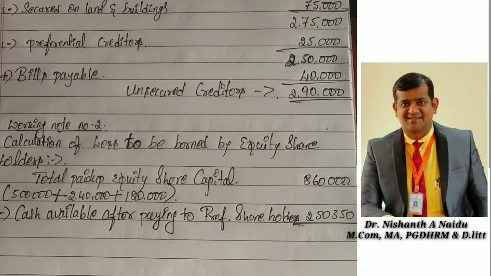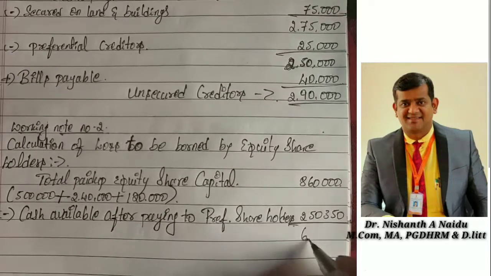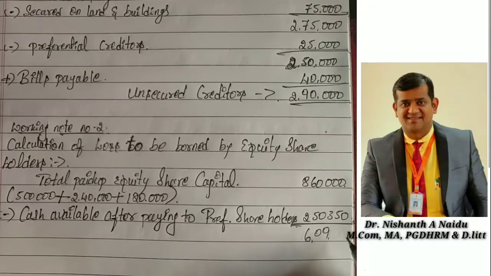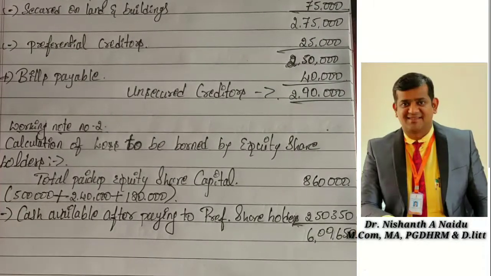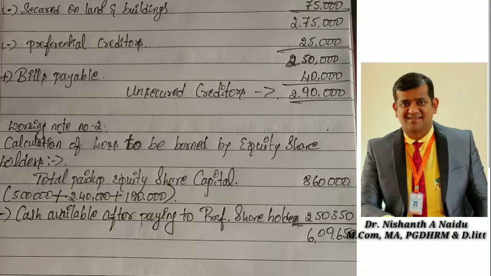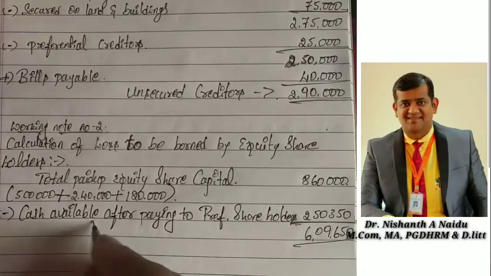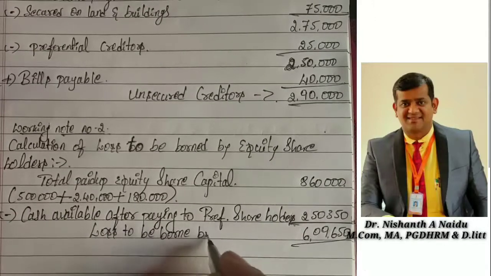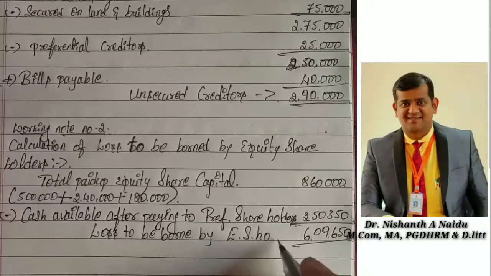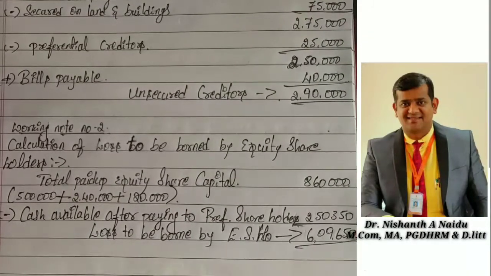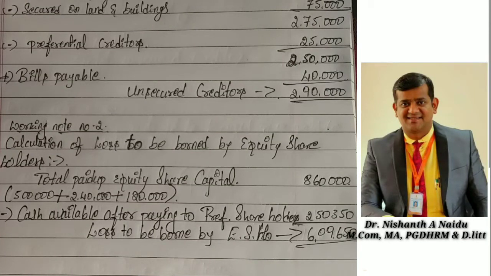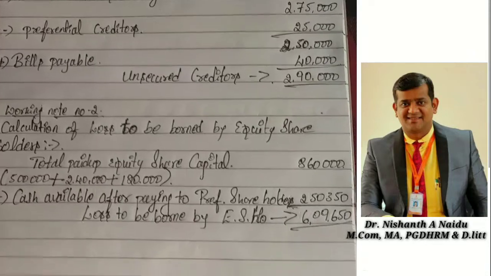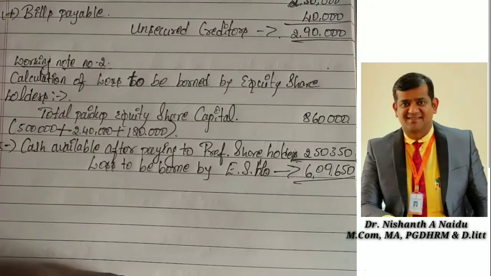So now deduct 8,60,000 minus 2,50,350. So that is 6,09,650. Okay. So that is loss. Loss to be borne by the equity shareholders, 6,09,650 rupees. So next we have to calculate the loss per share.